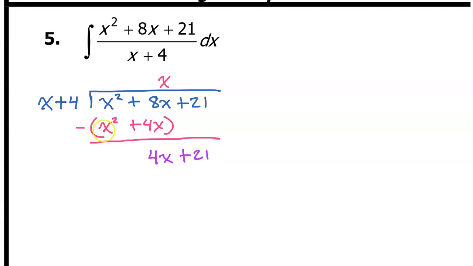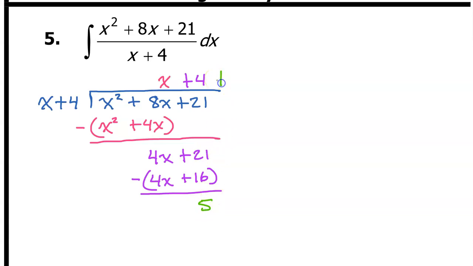And start over. So ask yourself, x times what will give you 4x? And the answer is 4. And you once again do the distributive property like this. So 4 times x is 4x. And 4 times 4 is 16. And then you subtract. So that's going to give me 0, but 21 minus 16 is 5. And this is the remainder.